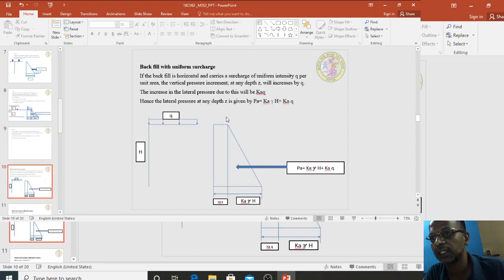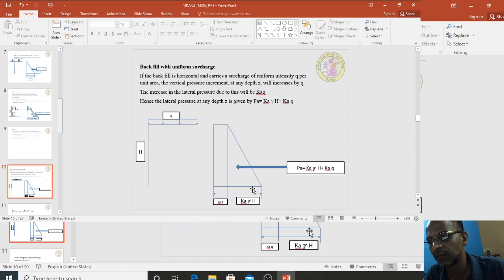Next, backfill with uniform surcharge. Suppose some apartment is constructed on top of the backfill, and on the other side you have a retaining wall. The best example is the ring road, we can see this type of structure in Bangalore. The apartment load we have to consider as Q, a uniformly distributed load. How do you draw the pressure distribution diagram? Whatever Q is there will remain the same, therefore you draw a rectangle, that is Ka into Q, and the remaining is the same.